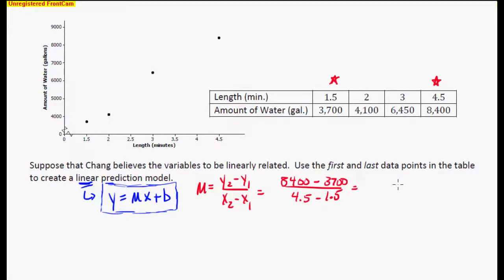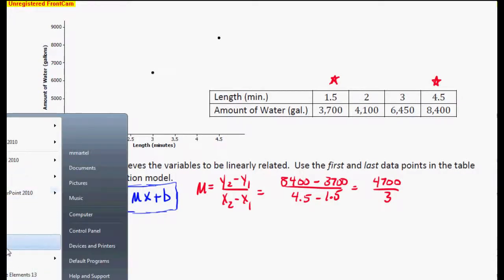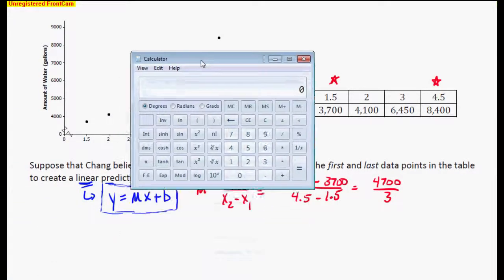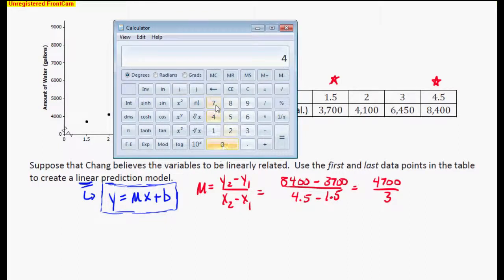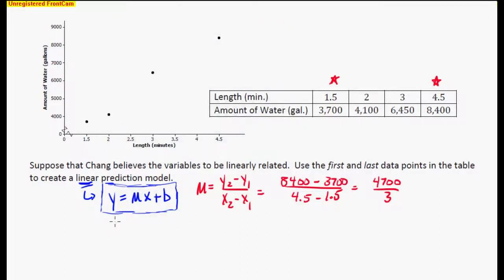Okay, and then if I just do the math here, 8,400 minus 3,700 is going to give me 4,700. And if I subtract the denominator here, I'm going to get 3. All right, and then I'm going to make sure with my calculator, I'm going to bring that up here, and I'm going to do the division here, 4,700, and I'm going to divide by 3, and I'm going to see if that comes out even, which it does not. So I'm just going to leave it as that fraction right there. Okay, 4,700 over 3. So far we have y equals 4,700 over 3 x plus b.